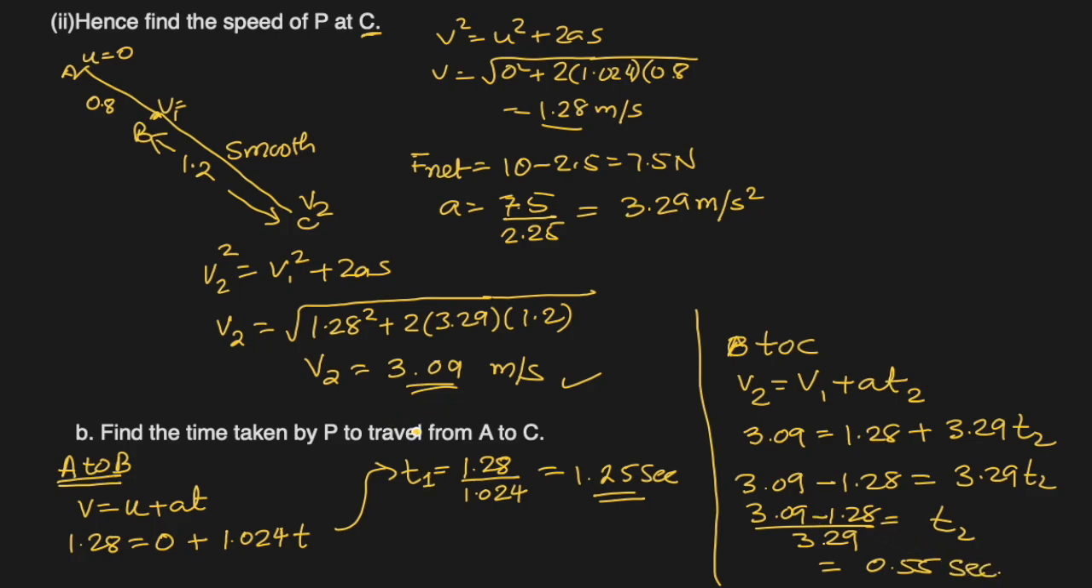So the question was the time taken from A to C. So A to B is 1.25. So A to C directly will be this 1.25 plus 0.55 we got from B to C. The answer is 1.8 seconds, rounded off basically. 1.8 seconds is the time taken from A to C.